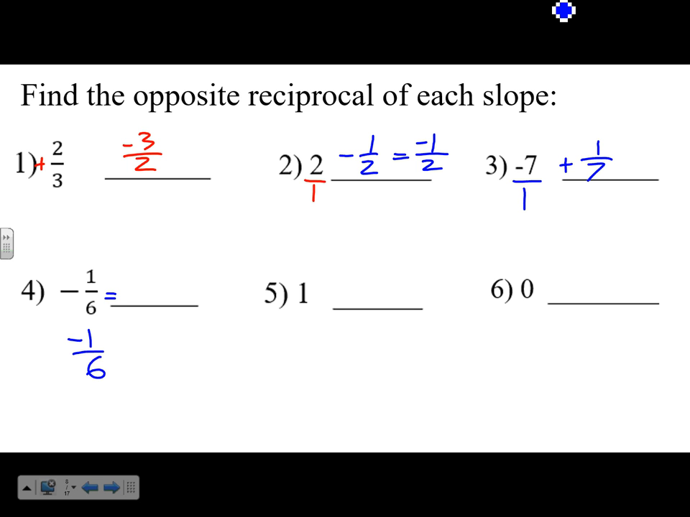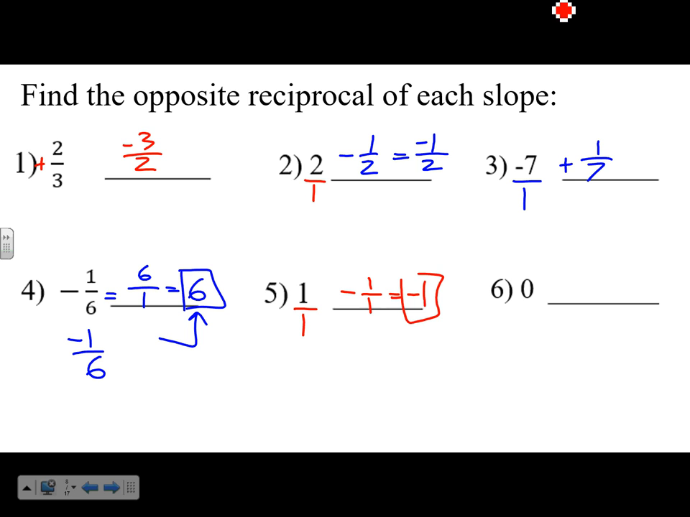So the opposite reciprocal is +6/1. Which is just 6. I don't care how you write it. I'd rather you put it this way, but 6/1 is good. And the last one, that's 1/1. So this is positive. The opposite is negative. The reciprocal is 1/1, which is just -1.